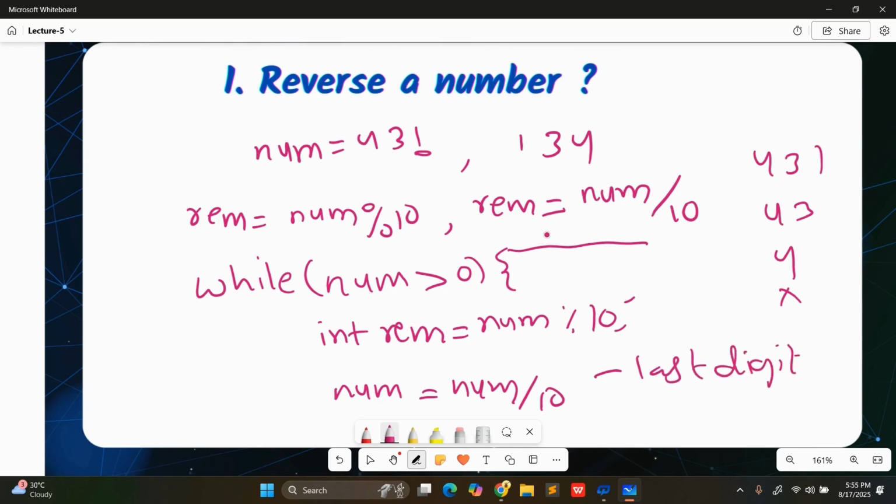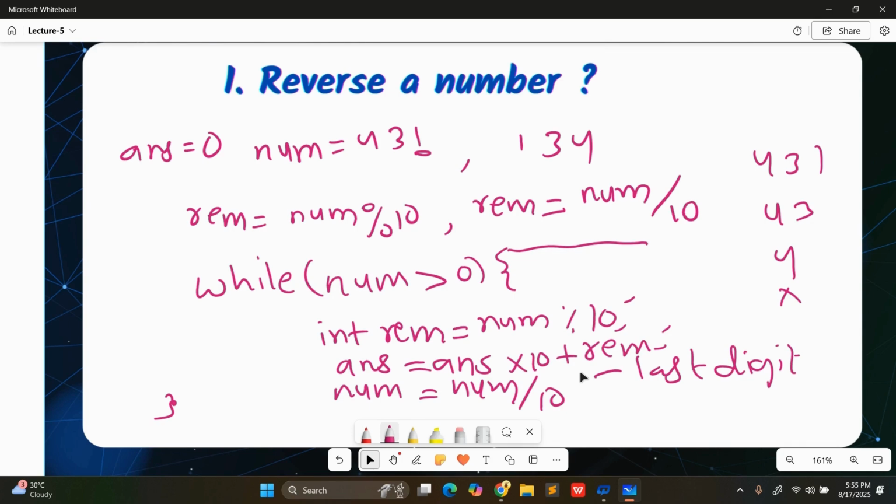Here we need to write the core logic, which is storing our answer. Initially our answer is 0. Every time I multiply my answer by 10, so answer is equal to answer into 10 plus I'm adding the remainder. Remember this. This is all about reversing a number.